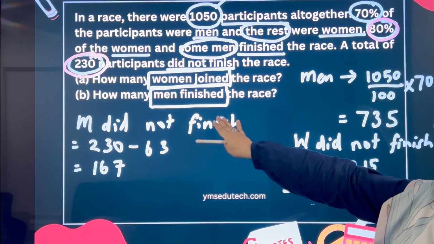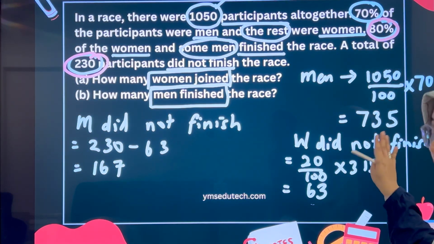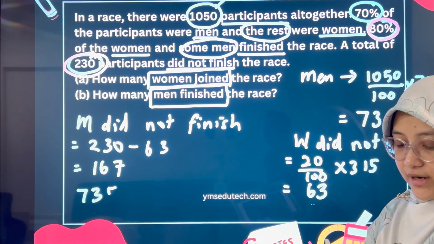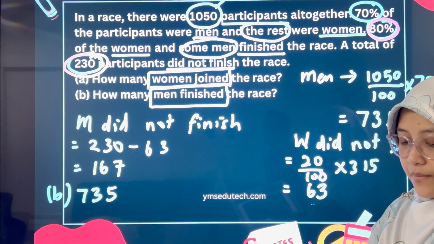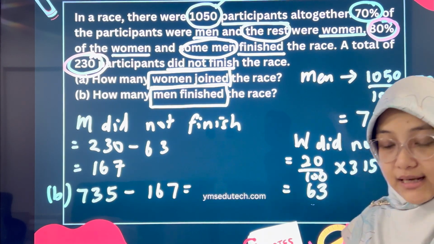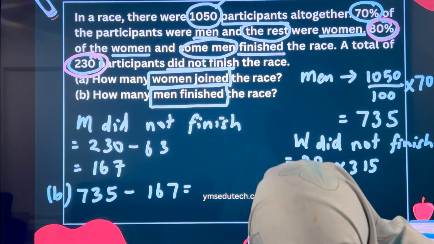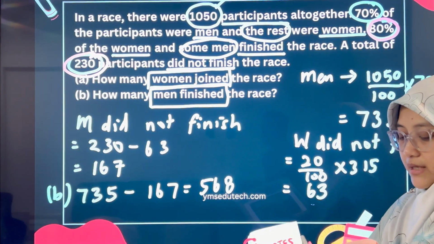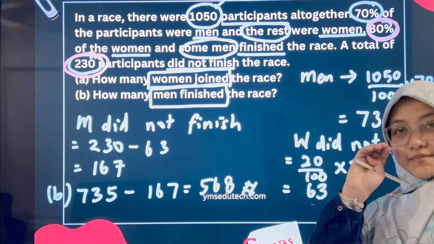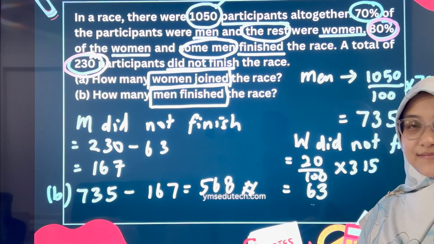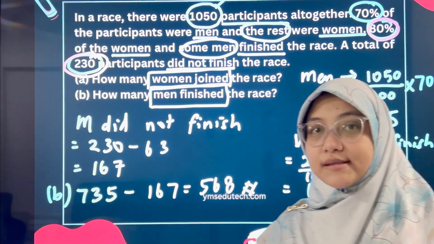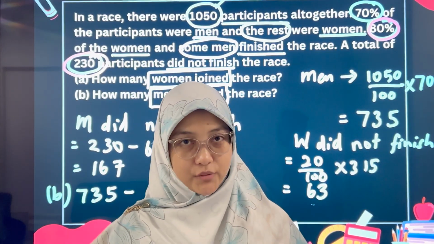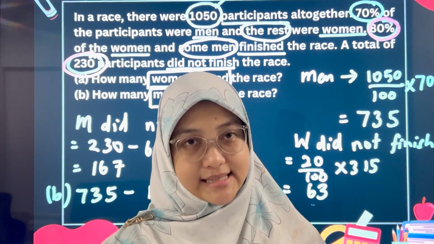So how many men finished the race? That will be the total number of men minus those who did not finish. 735, this is part B, minus 167, and that gives us 568 men who finished the race. As you can see, what I did was, number one, I read the question, circle the values, underline keywords, box out the question, and do it step by step.